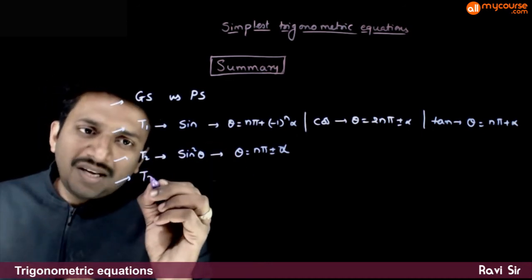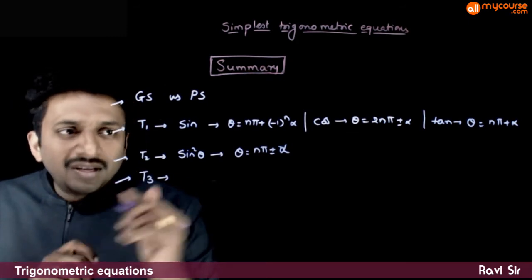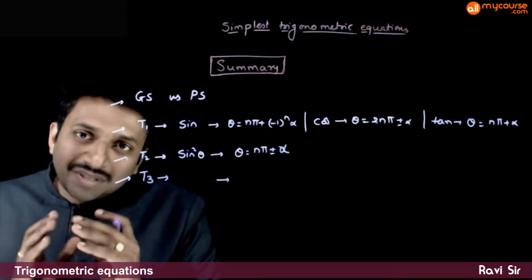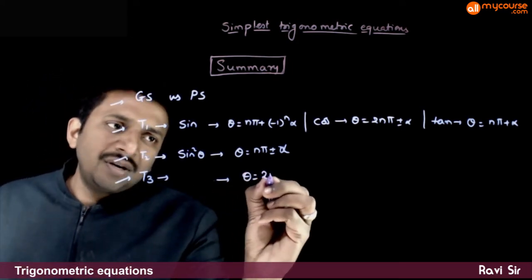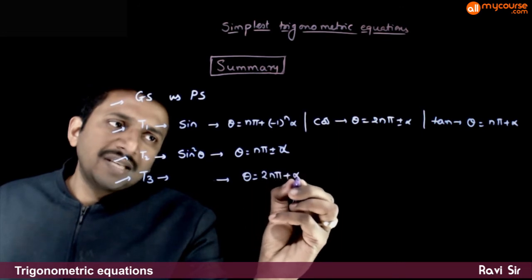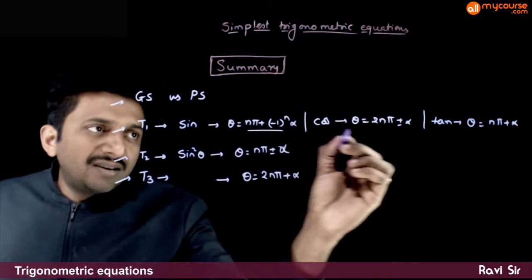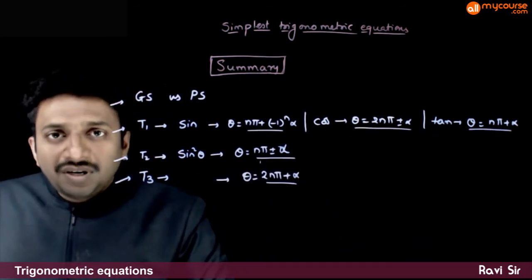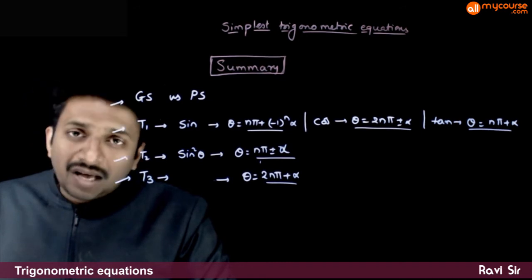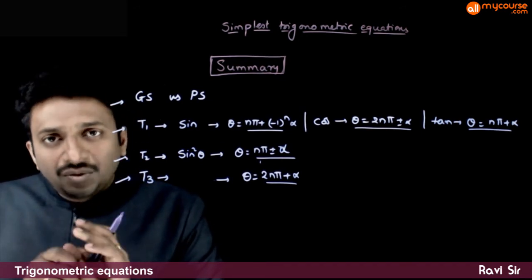Now type 3 is the simultaneous equation type. If you have two equations of the form sin theta is equal to sin alpha and cos theta is equal to cos alpha, then theta is equal to 2n pi plus alpha. These are the standard results which you need to remember if you want to go forward in this topic. Once you have made sure that you remember all this, let us go to our problem section.